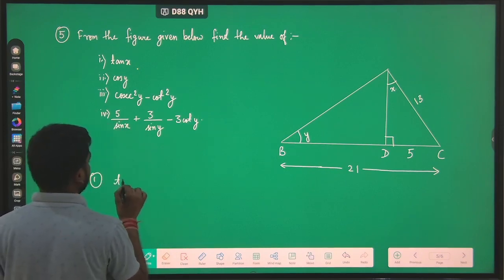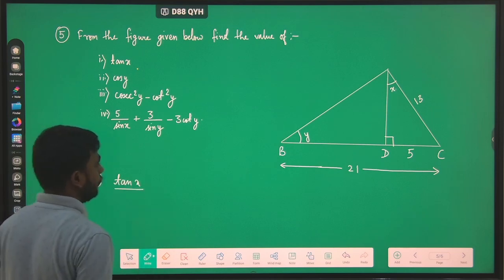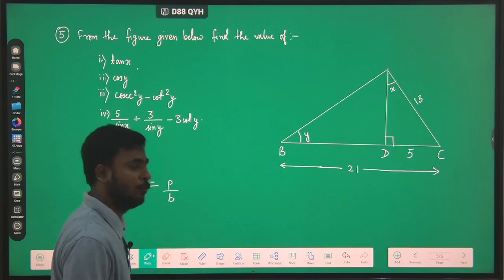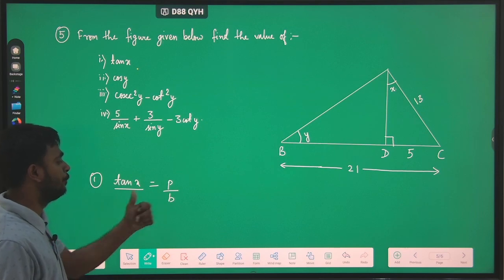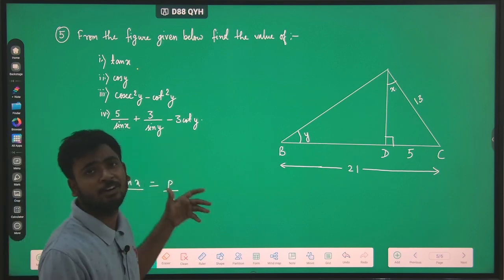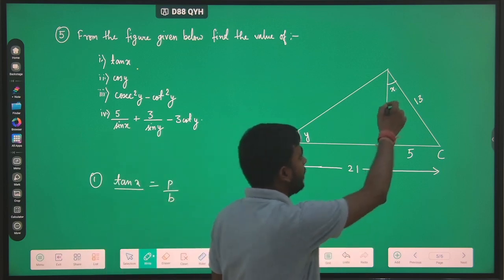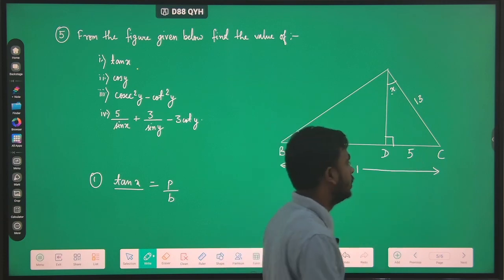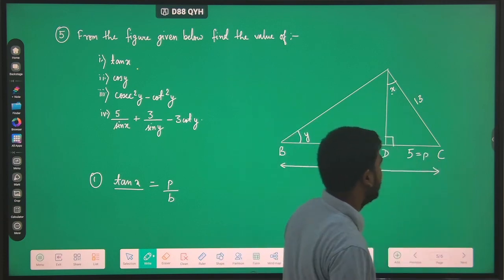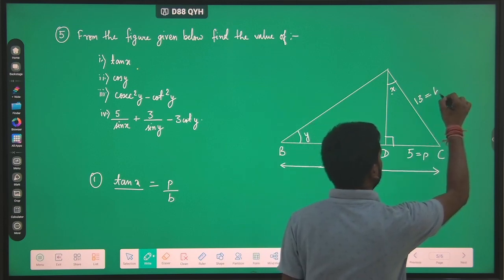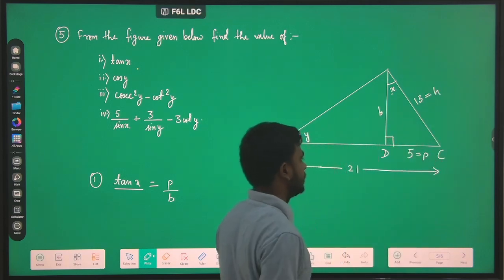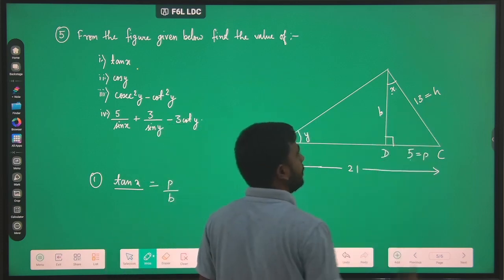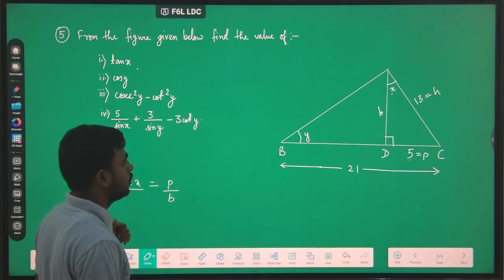What is it? Tan x. So for tan x, we have to find out the value of P and B. For tangent of angle x, we have to find out the value of P and B. We know that for any angle, the side opposite to that angle is the perpendicular. So this 5 will be our perpendicular, this 13 will be our hypotenuse, and this will be our base. Okay. So P is given but B is not given. So how can we find it out? By using Pythagoras theorem.